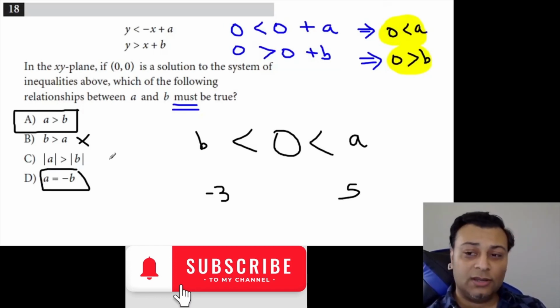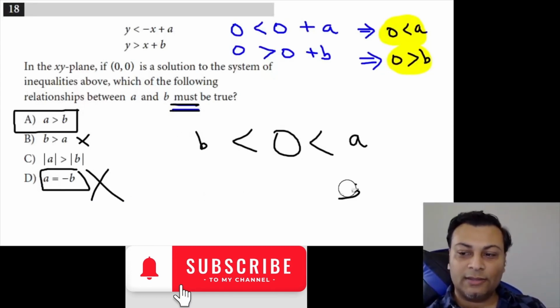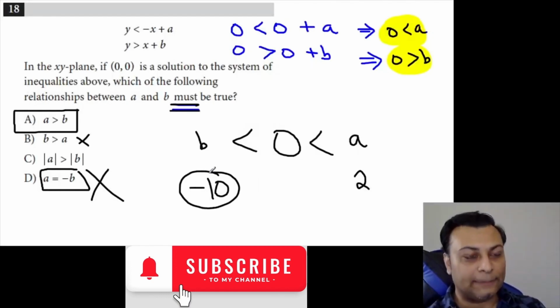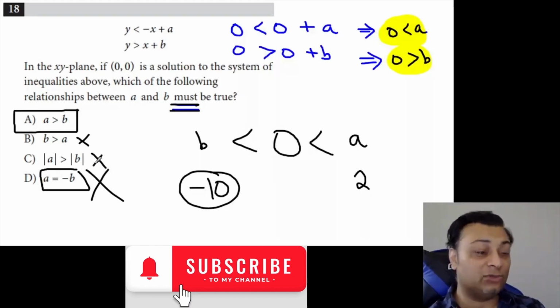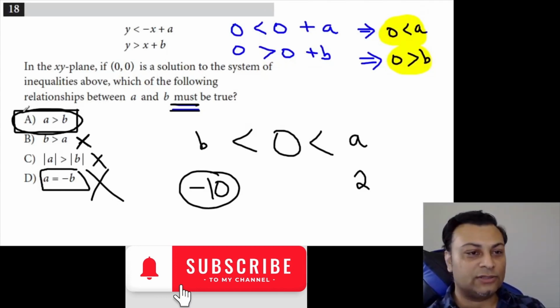It could be, but we're looking for something that is guaranteed to be true, and this is not guaranteed to be true. And then this option C says that the absolute value of A is greater than the absolute value of B. Not necessarily true. B could have a greater absolute value. B could be negative 10, and A could be 2, in which case B would have a greater absolute value. So it's not necessarily true. C doesn't have to be true. It might be true, it might not be true. But this is guaranteed to be true, so this is our answer, and the keyword is must be true.